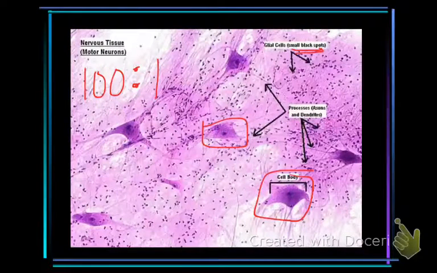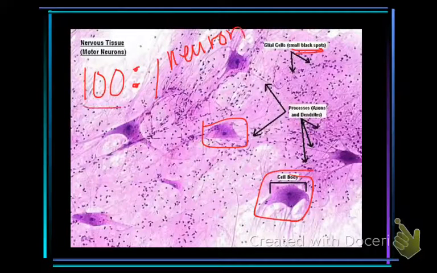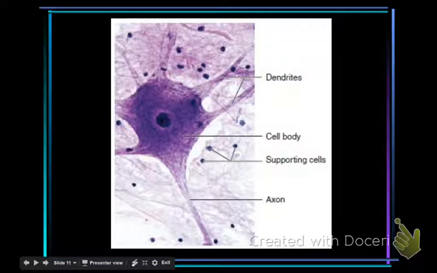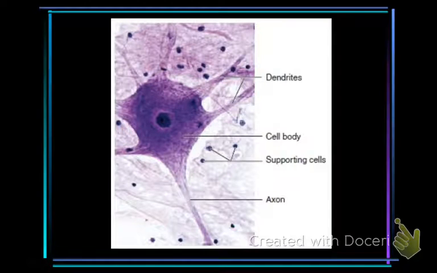So for every one neuron you guessed it, 100 glial cells. So you have lots and lots of support cells in your nerve cells. Here's a closer up view of a nerve cell, and you can see a cell body. You can see the nucleolus within the nucleus. You see the dendrites up here, multiple dendrites coming off of one cell body, and again, those dendrites are going to be carrying information into the nerve cell body.